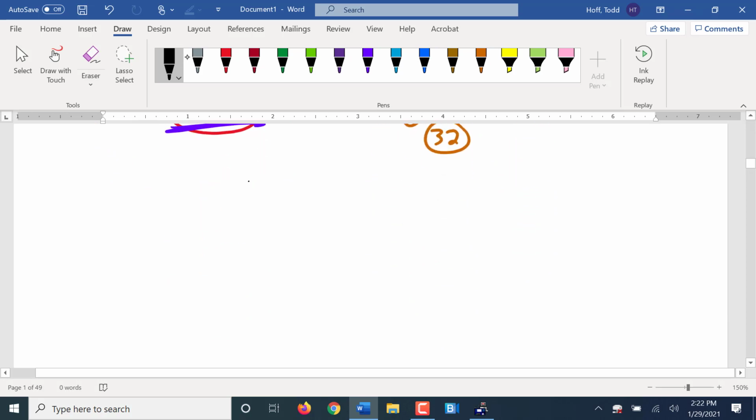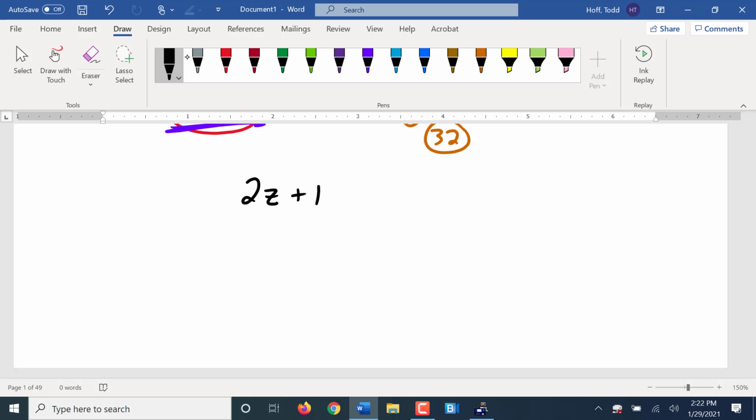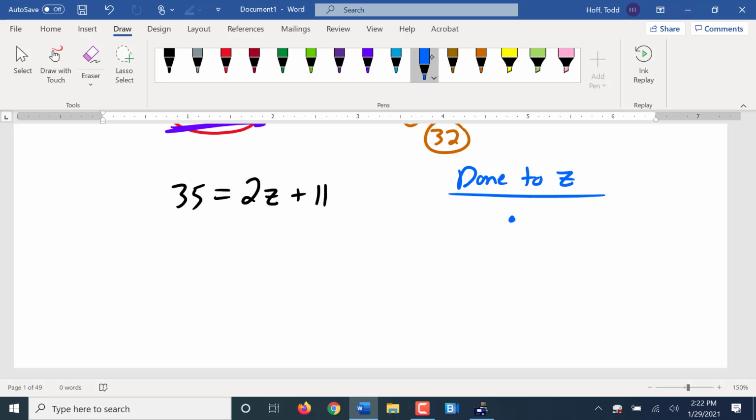We might have 35 equals 2z plus 11. What was, first of all, done to z to build this equation? Multiplied by 2 and add 11. In that order. So to take it apart, the first piece we remove is the last one we did. So we will subtract 11.